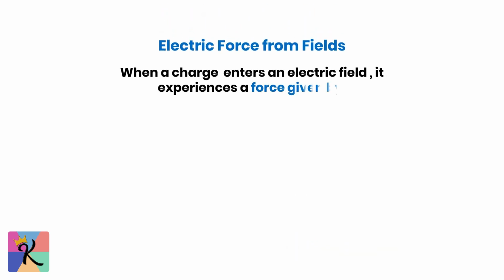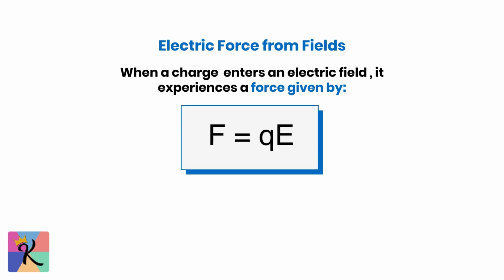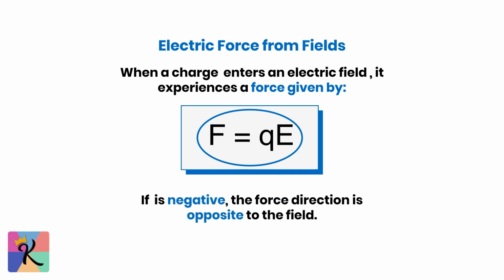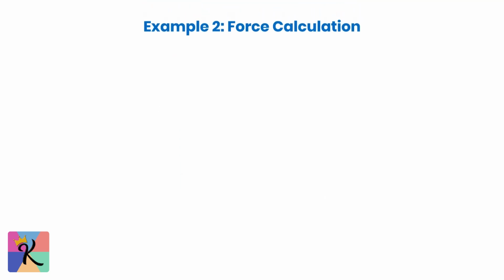When a charge Q enters an electric field, it experiences a force given by F is equal to QE. This equation connects the electric field to the force experienced by a charge. If Q is negative, the force direction is opposite to the field.